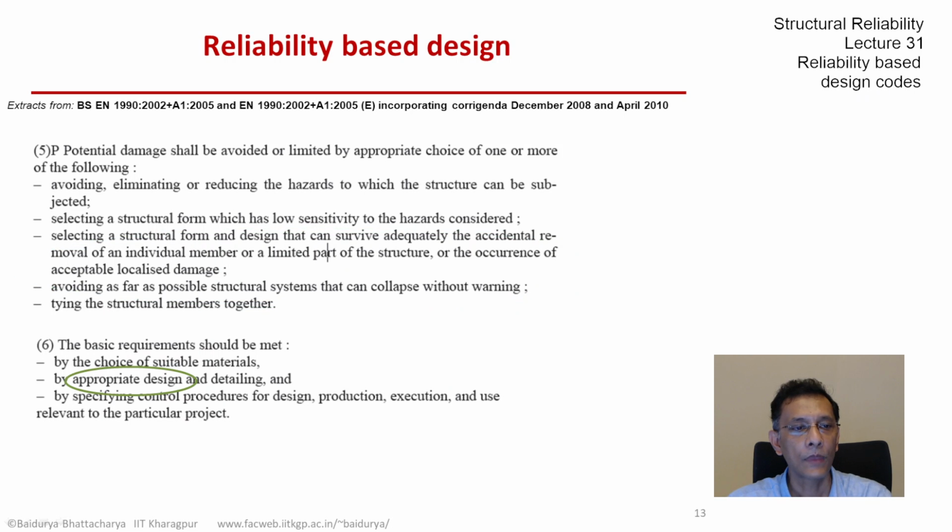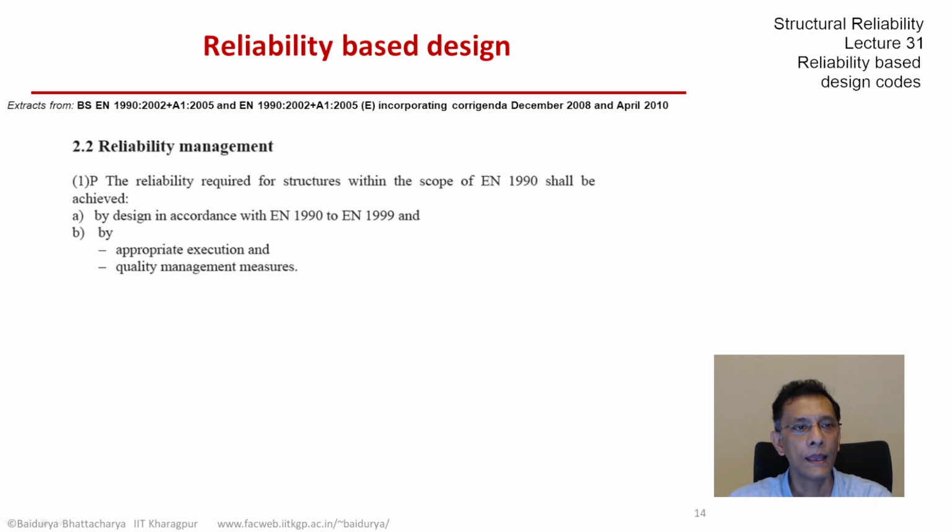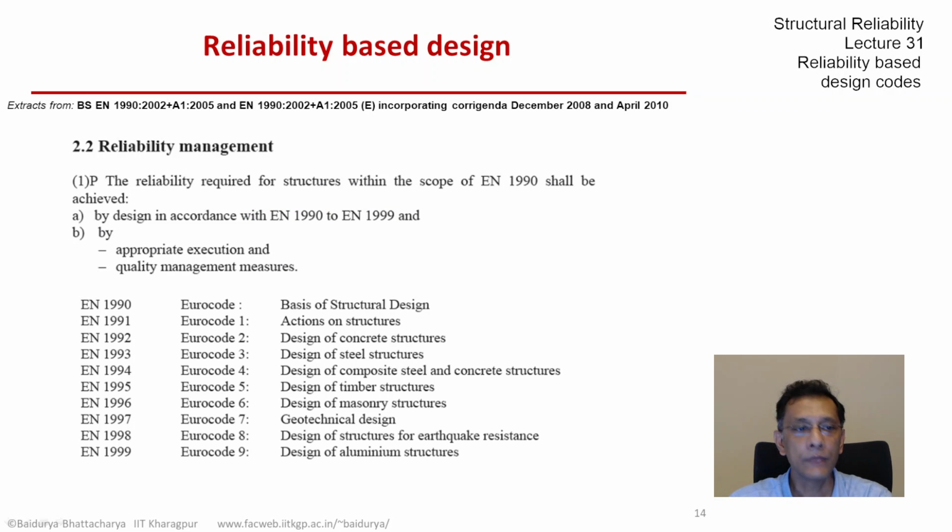And then the code says that all of this should be done by appropriate design. So the importance of design has been not left to any ambiguity. Now here we see the introduction of all the companion documents. So EN 1990 shall be read with 91 through 99, and they are listed here. That covers various materials, various loads, and so on.